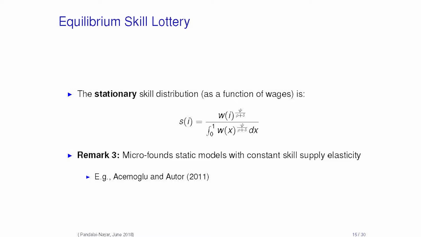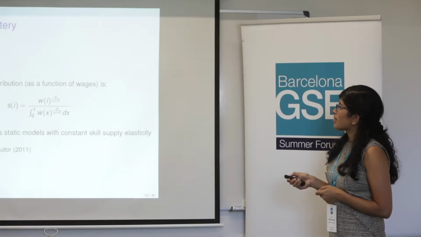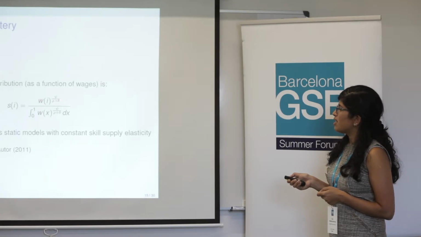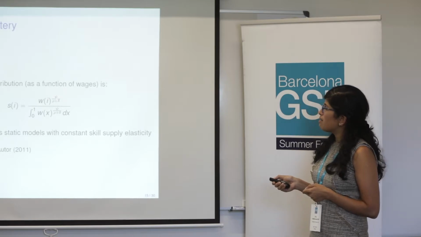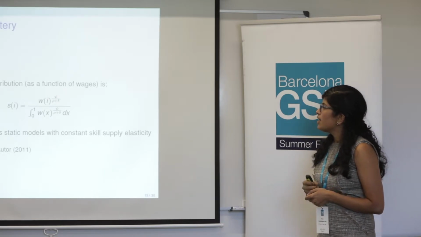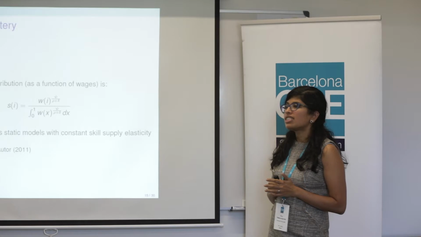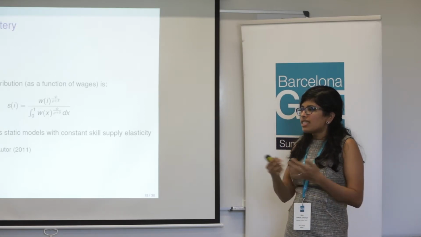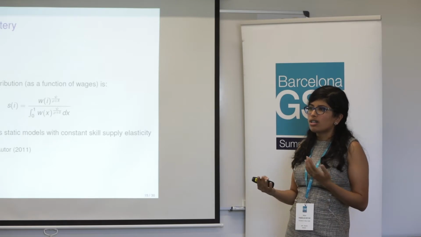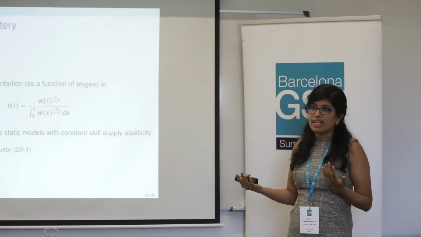And we can write that as a function of relative wages. And we do this just to highlight that the stationary skill distribution as a function of relative wages implies that there's a constant skill supply elasticity. Okay, and that is this combination of parameters psi over rho plus delta. And so this is like a macro foundation for static models like Acemoglu and Autor that are static but then assume this ad hoc skill supply elasticity.